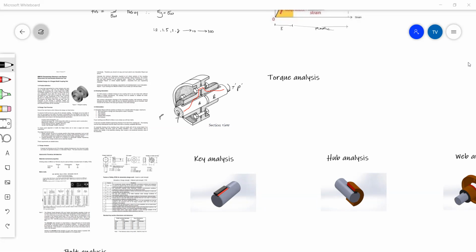But in this case of the assignment, we are already given the shaft size, so we don't have to worry too much about the shaft analysis. We don't have to do a shaft analysis. We just start with the key analysis, hub analysis, web analysis, and bolt analysis.